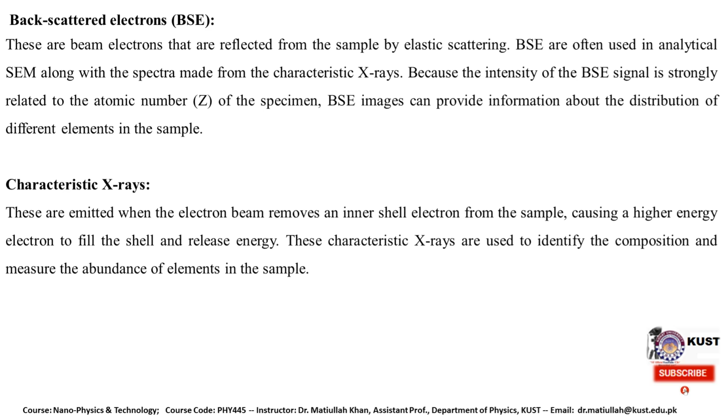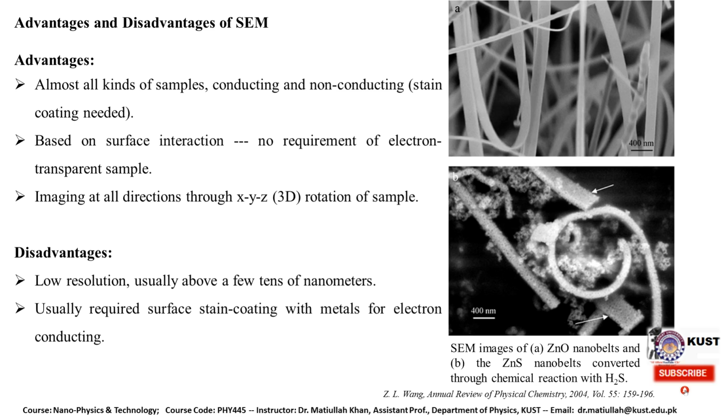These characteristic X-rays are emitted when the electron beam removes an inner shell electron from the sample, causing a high energy electron to fill the shell and release energy. So these characteristic X-rays are used to identify the composition and measure the abundance of elements in the sample.